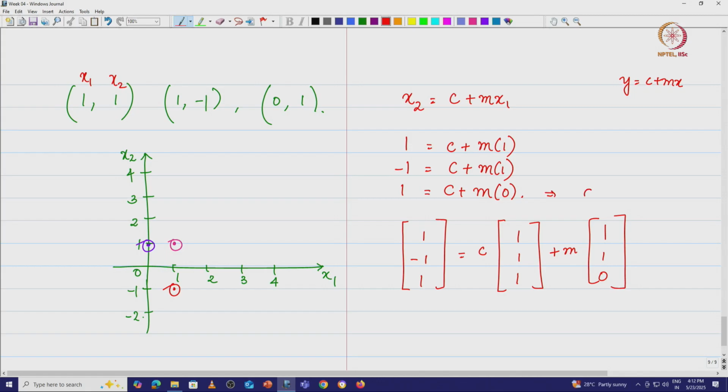This implies c is equal to 1, this implies m is equal to minus 2, and now you substitute it there, we have 1 is equal to 1 plus 2 into minus 1, which is not going to happen at all. This is wrong, right. We get a minus 1 there, but this is some kind of inconsistency that we have here. So there exists no c and m such that the vector (1, -1, 1) can be expressed as a linear combination of (1, 1, 1) and (1, 1, 0). That is what we understand from here.